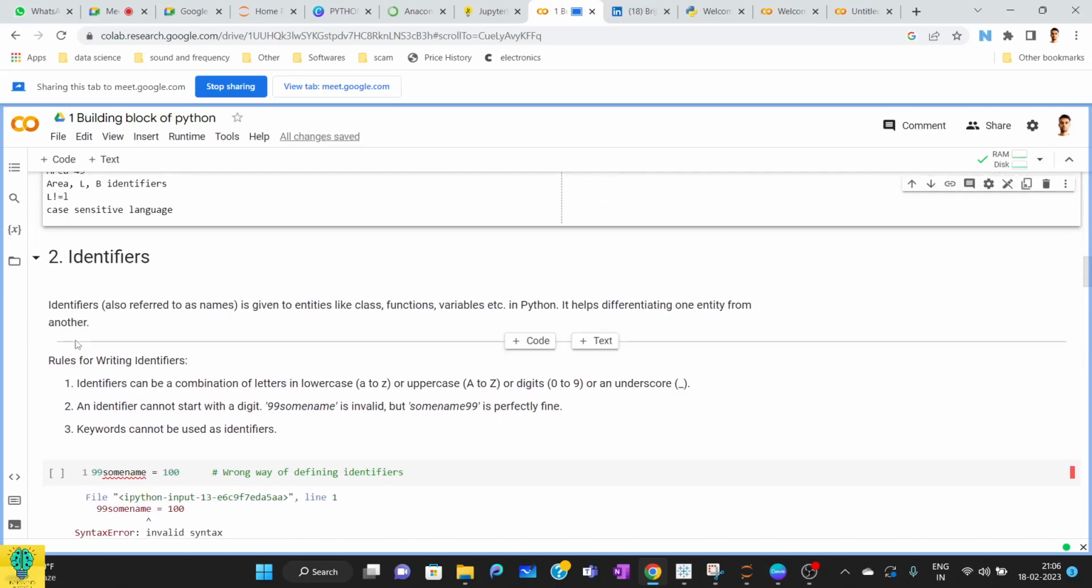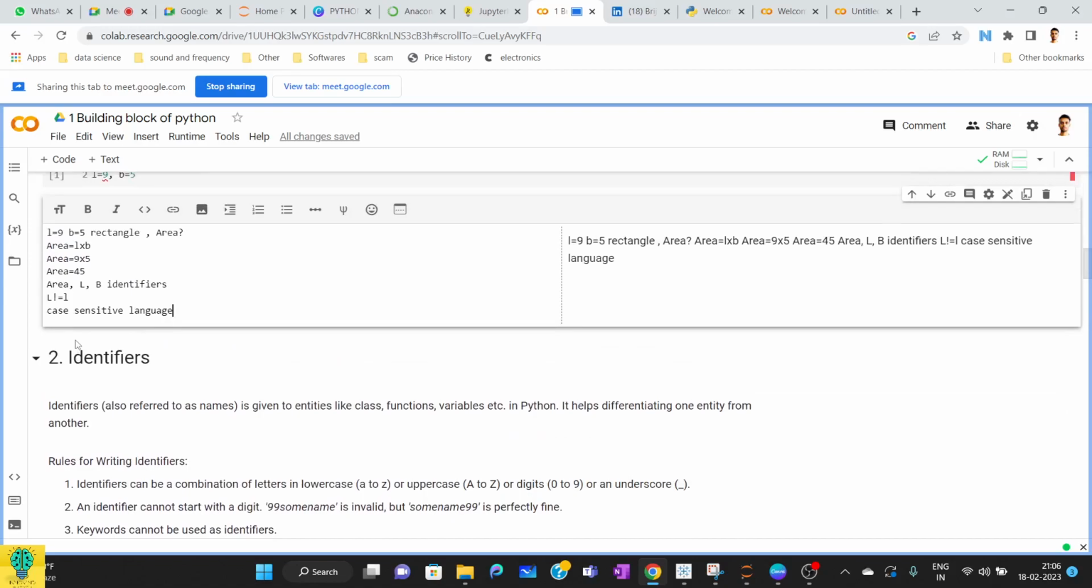So there are certain rules that you must take care of to write these names. Why are there rules?